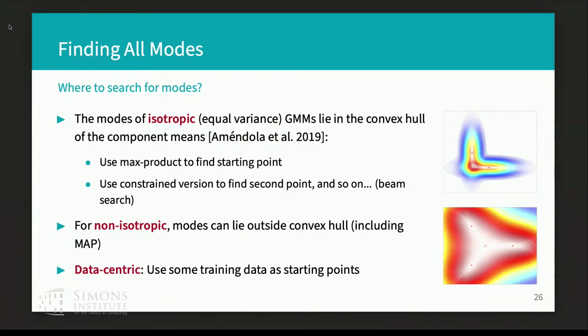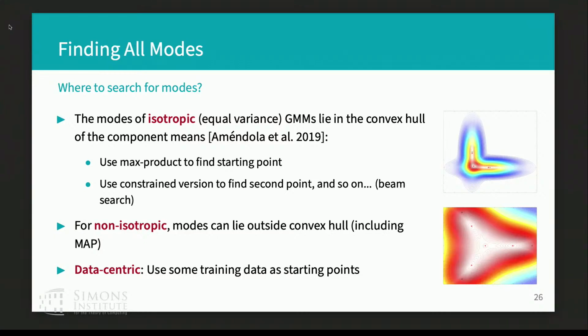But if you have non-isotropic Gaussians, which I believe is what we want in practice, then the modes can lie outside the convex hull, which was just the first example. And we don't even know if you draw a hyperrectangle around the mode components, whether the modes are there, right? So we really don't know what the modes are here. They could be anywhere, right? So we have no idea how to even look for the modes. Of course, we can find some modes, but we don't know if they're the ones we want.